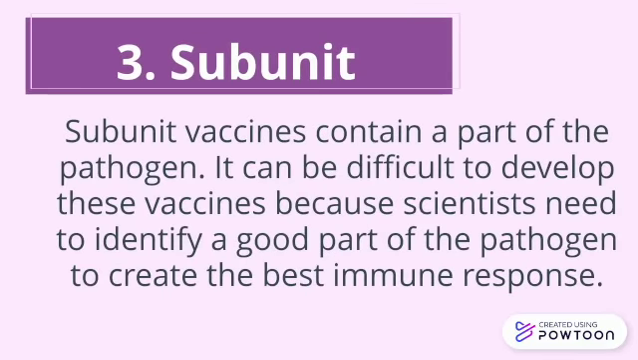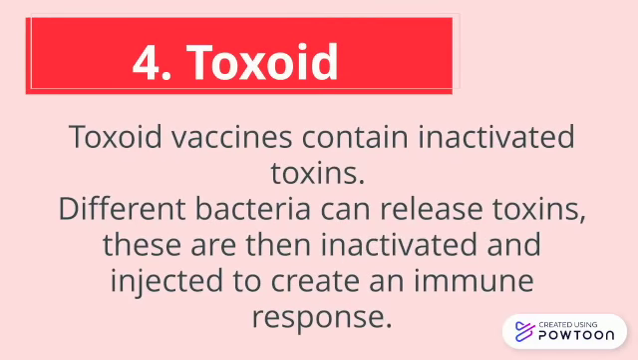Subunit vaccines contain a part of the pathogen. These can be difficult to develop because scientists need to find a part of the pathogen that will elicit a good immune response. Toxoid vaccines contain inactivated toxins that have been released by different bacteria. These are then injected to elicit an immune response.